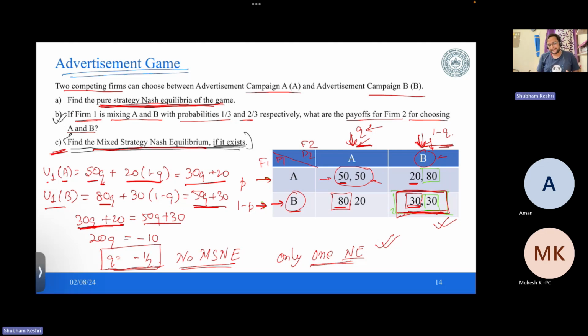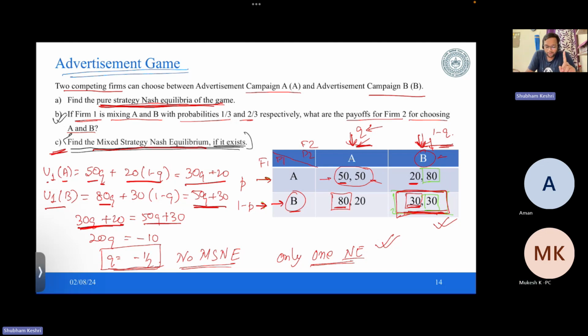Any questions? So what you're saying is, the moment we see that there is one dominant strategy for both, there is no need to attempt even if there is a question of C, no need to do all this PQ stuff. We can immediately conclude. You see, when there are two players and both have a dominant strategy, then there won't be any mixed strategy Nash equilibrium.